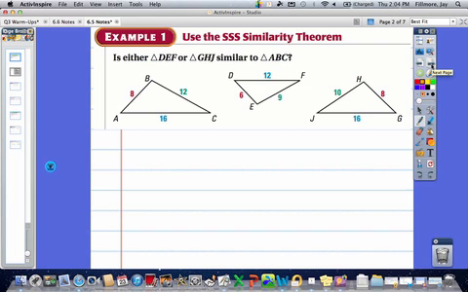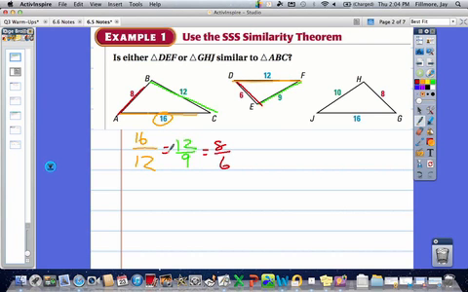Is either triangle DEF or triangle GHJ similar to triangle ABC? So looking at A, B, and C, these are color coordinated for this particular problem. So the blues match up, the greens and the reds. But let's start with our longest side, so 16. And let's choose our longest side in DEF, so 12. So we'll see how those two sides correspond. Our medium sides are 12 and 9. And our shortest sides are 6 and 8.